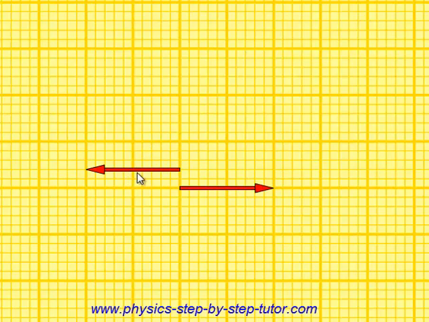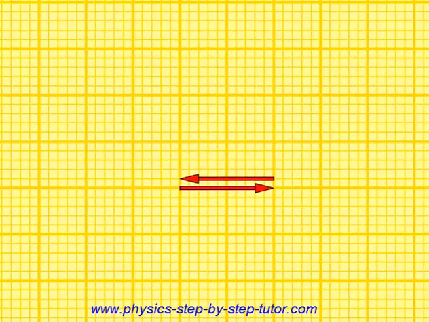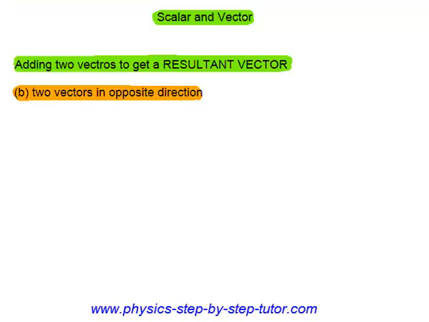Let's see. This is my starting point. So I connect that to that other point. This is my starting point. It is also my stopping point. And the resultant is 0, because the starting point is the same as the point where I stopped. So the resultant force is 0. Now let's go to the next situation.